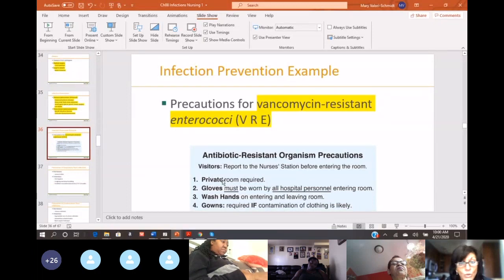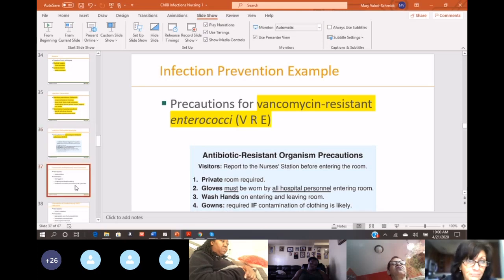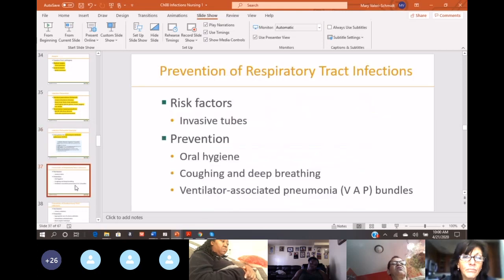When we talk about precautions, here are the precautions for VRE. They have to have a private room. They have to wear gloves because it's contact. It's in the urine, right? It's contact. And the only time you need a gown is if for some reason you think there's going to be a splattering or splashing of the urine, which I don't know, but you only need gloves because it's in the urine. So, don't touch their urine with your bare hands. Okay. I'm not going to get into all of this.